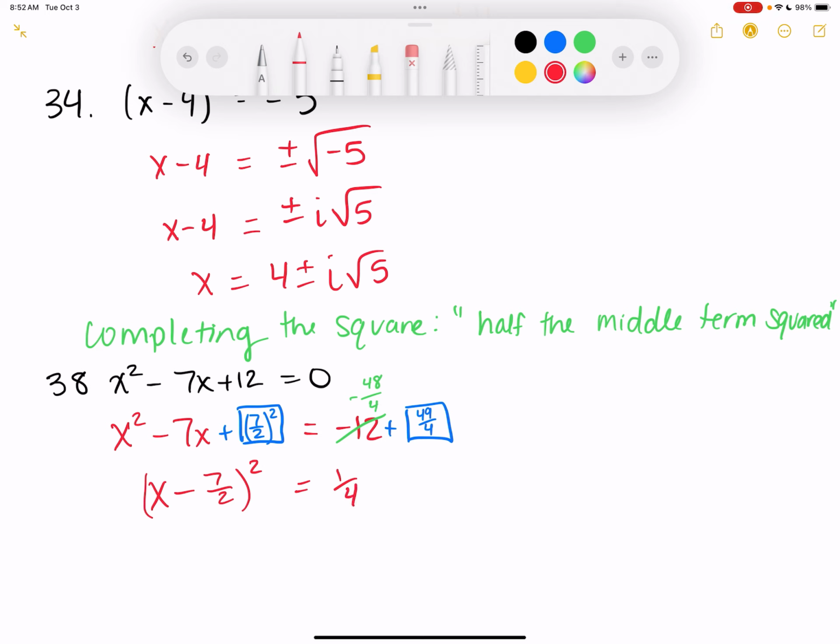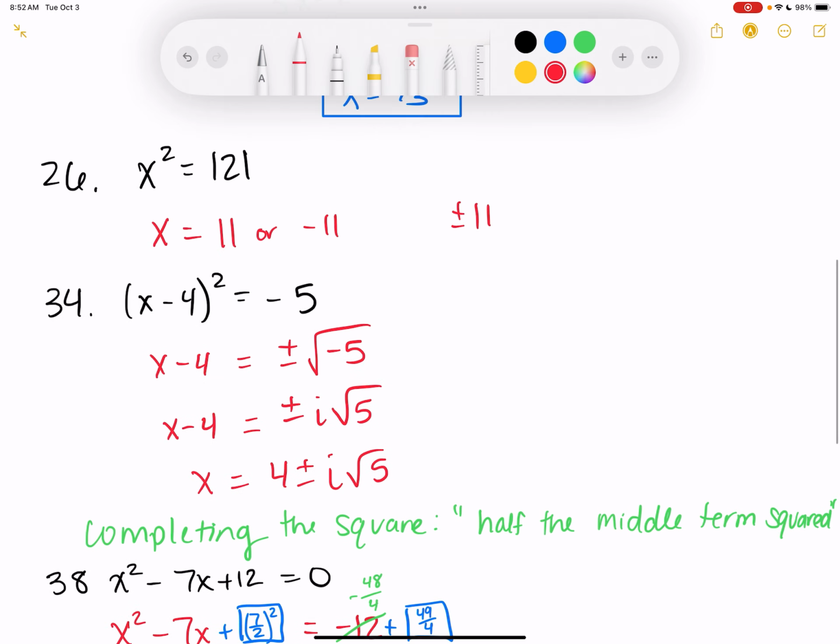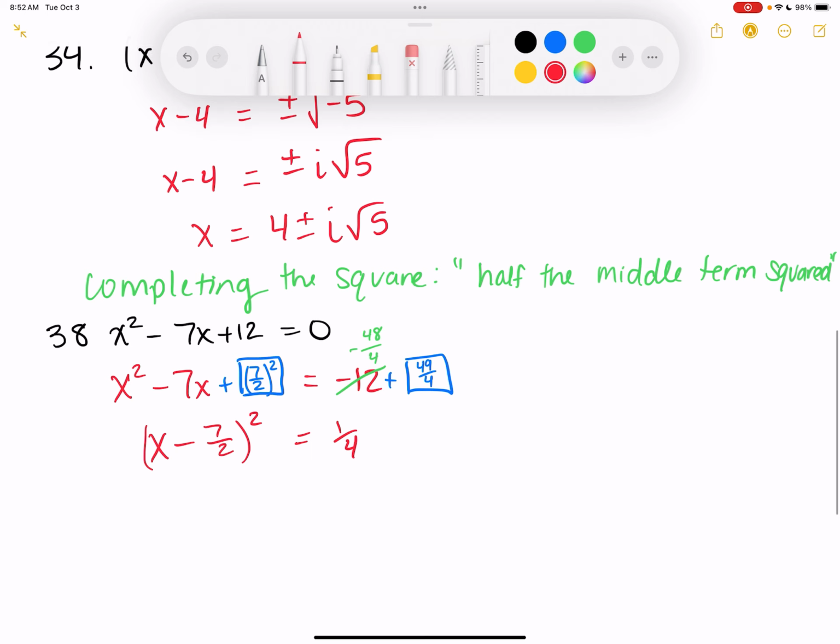Once you've done that step, you're going to do the square root property, which is what we just did in these last problems. We're going to take the square root of both sides. Then you'll just be in basic algebra at that point.